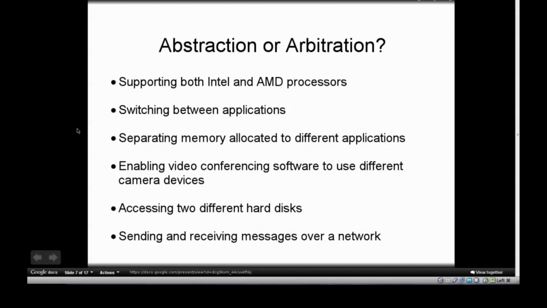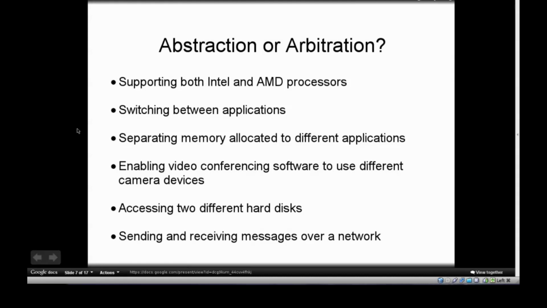Switching between applications is an example of arbitrating hardware resources among the different applications on the system. Separating memory allocated to different applications is also an arbitration activity. It keeps one application from overwriting the contents of memory that are being used by another application.